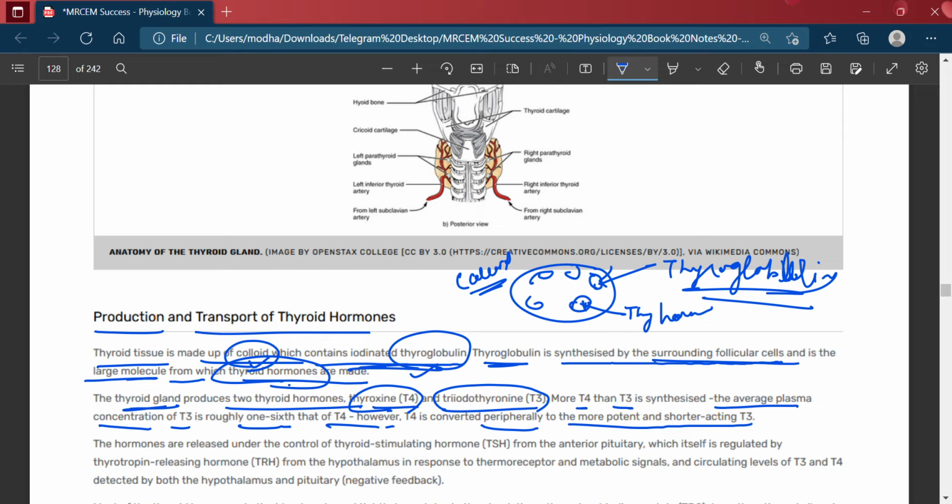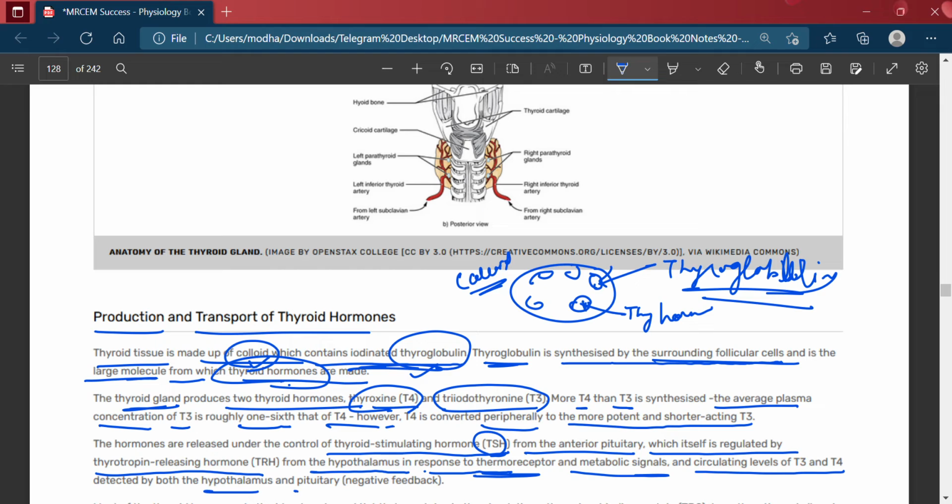The hormones are released under the control of thyroid stimulating hormone, TSH, from the anterior pituitary, which itself is regulated by the thyroid releasing hormone from the hypothalamus in response to thermoreceptor and metabolic signals, and circulating levels of T3 and T4 detected by both the hypothalamus and the pituitary.